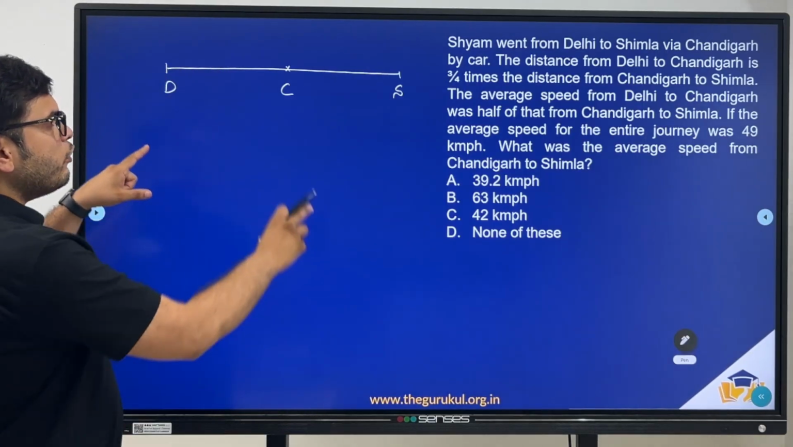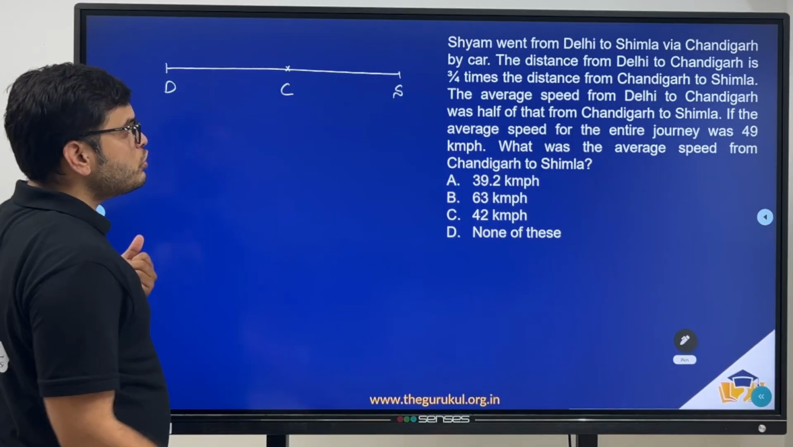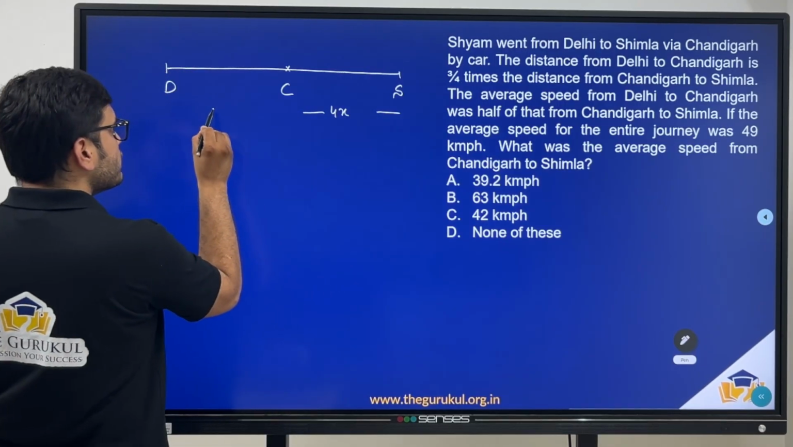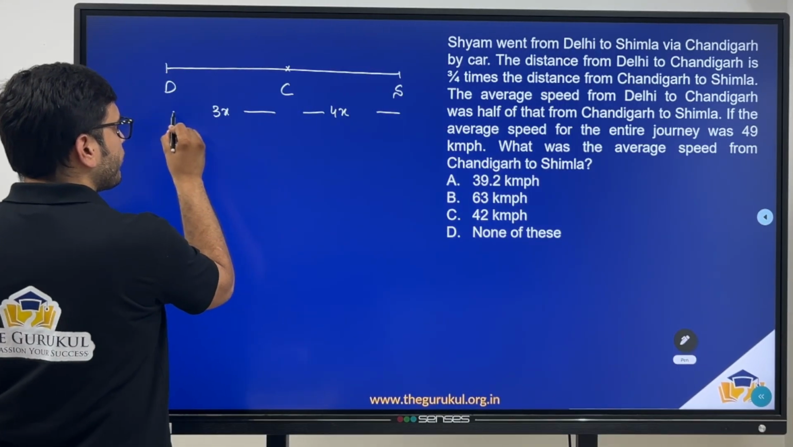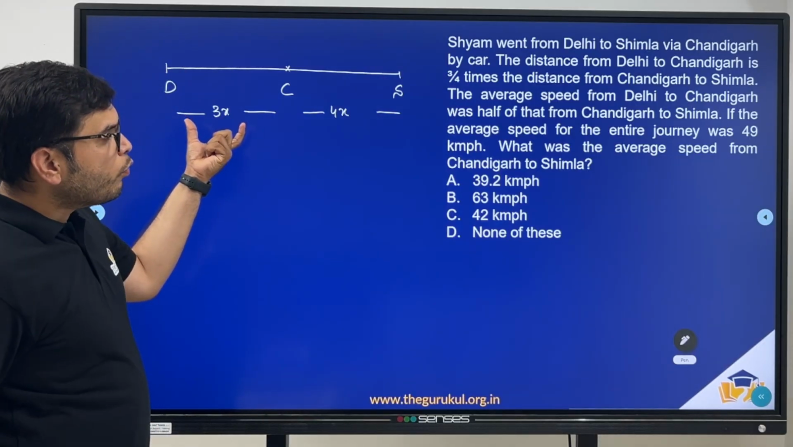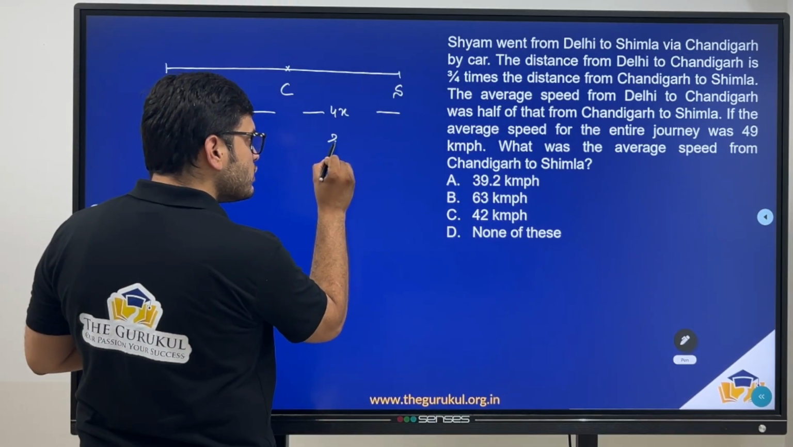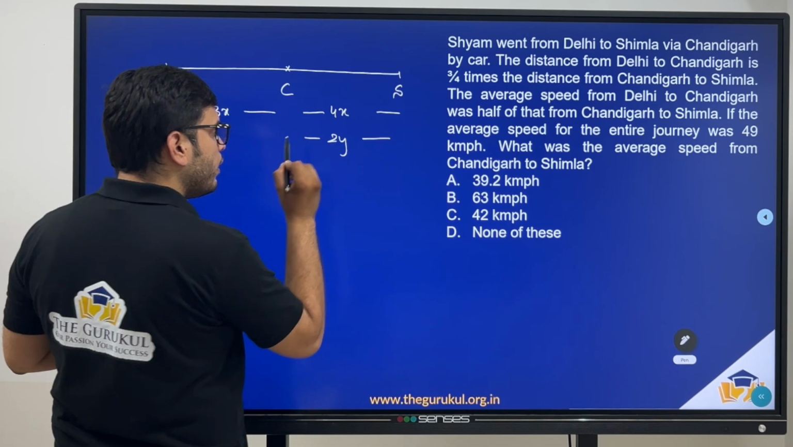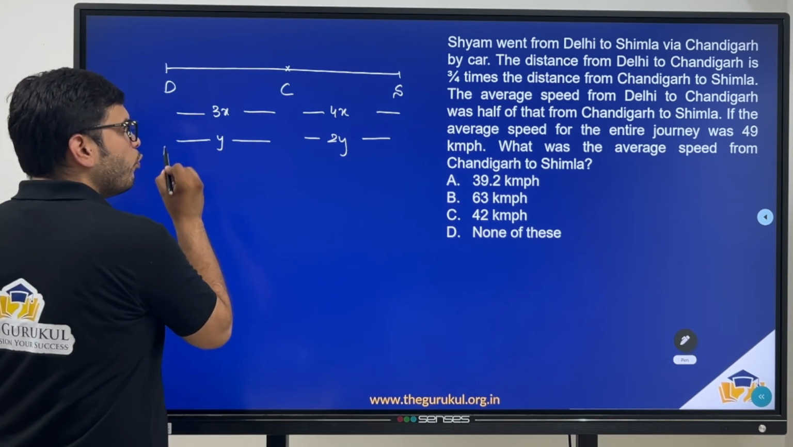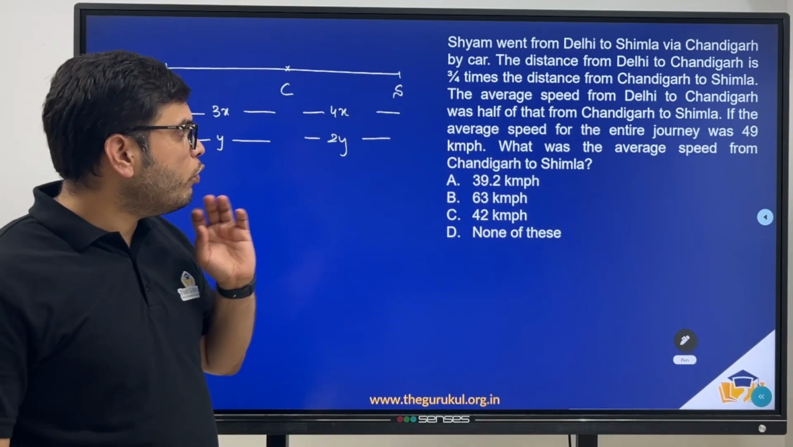The distance from Delhi to Chandigarh is 3/4 times the distance of Chandigarh to Shimla. So if I consider this distance to be 4x, this distance would be 3x, right? The average speed from Delhi to Chandigarh was half that of Chandigarh to Shimla. So if I consider the speed between Chandigarh and Shimla to be 2y, the speed from Delhi to Chandigarh would be y, right?